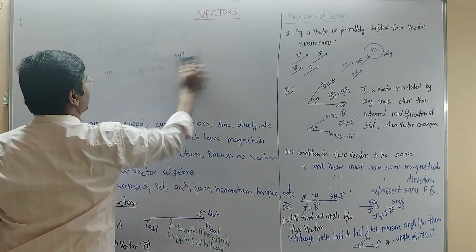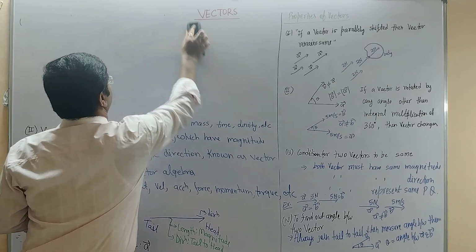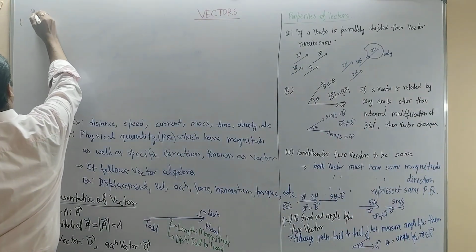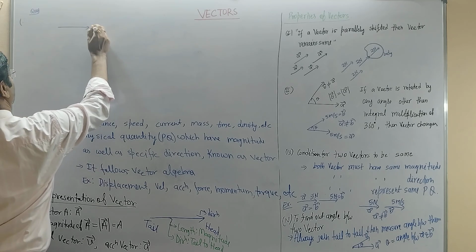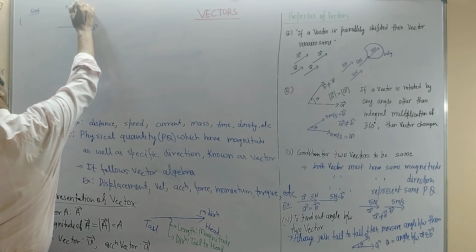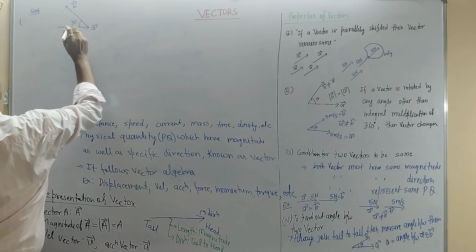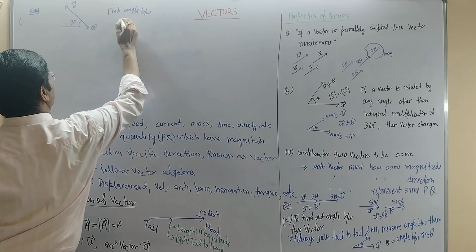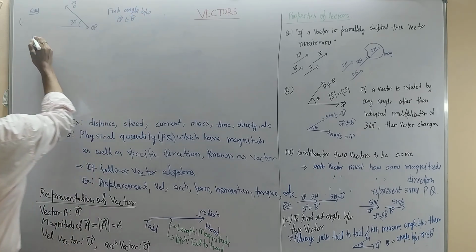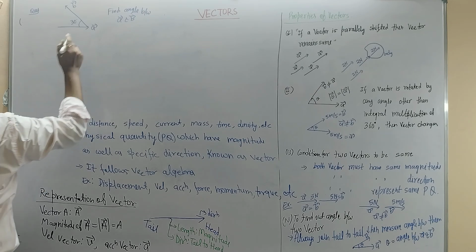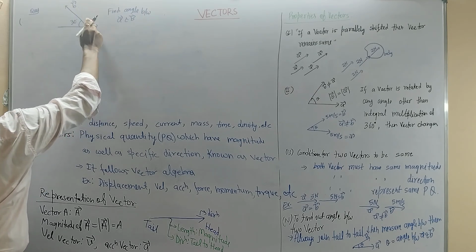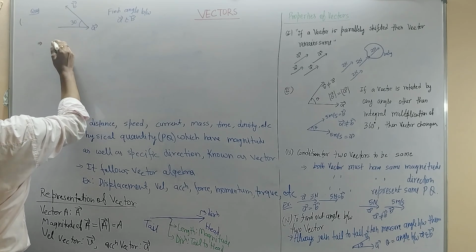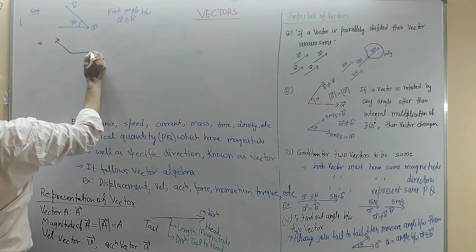Here I will take one example. Let's take this is a vector A, this is a vector B, and I'm giving the angle 30. Find the angle between vector A and vector B. So here, this is not a tail to tail joint. The head of vector A is coinciding with the tail of vector B. So here we will modify first. Modify means I will shift vector A parallelly.